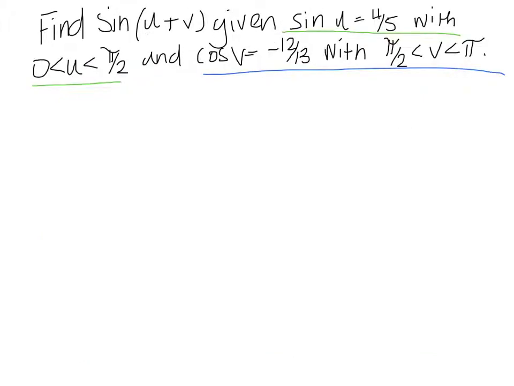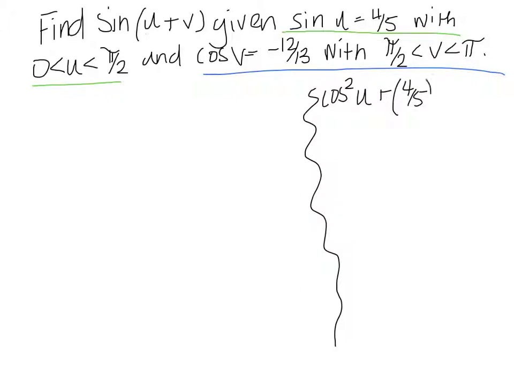B. So I need to take my information about U and get my missing pieces, and take my information about V and get my missing pieces. Now, what do I know about U? I know the sine equals 4/5. What don't I know about U? The cosine. So let's use our formula from last week. The cosine squared of U, because I'm talking about U, plus the sine squared, so 4/5 squared, equals 1.